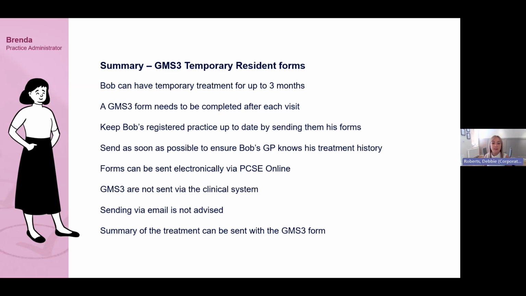The forms can be sent electronically via PCSE online. They are not sent through the clinical system. I know sometimes we get that query quite a bit, but they do need to be sent to PCSE so we can ensure that they are sent to the patient's registered practice. That's why we don't advise sending them via email, because things could potentially change. And it's a good idea to include a summary of the treatment so the GP knows exactly what treatment the patient's had.